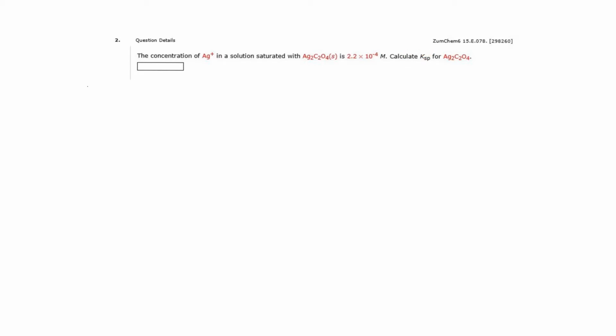They give us, in this case, a concentration of silver ion in a solution of silver oxalate. Okay, one little thing. Oxalate ion is one of the less common polyatomic ions, although it is one of those that we did encounter earlier in the year, so it is worth knowing. So silver oxalate salt is what we're dealing with. Let's start by writing a good dissociation equation.